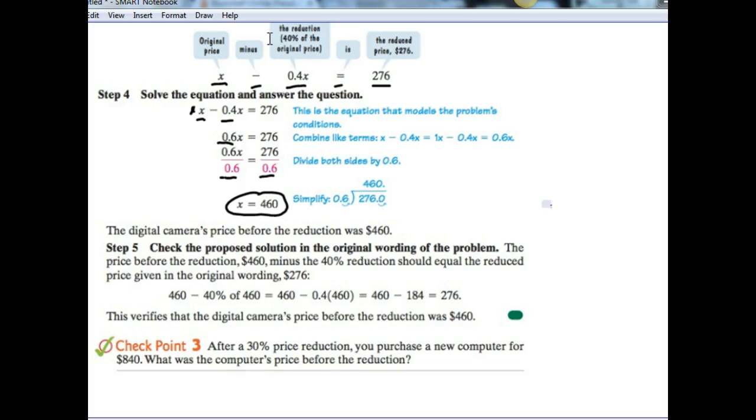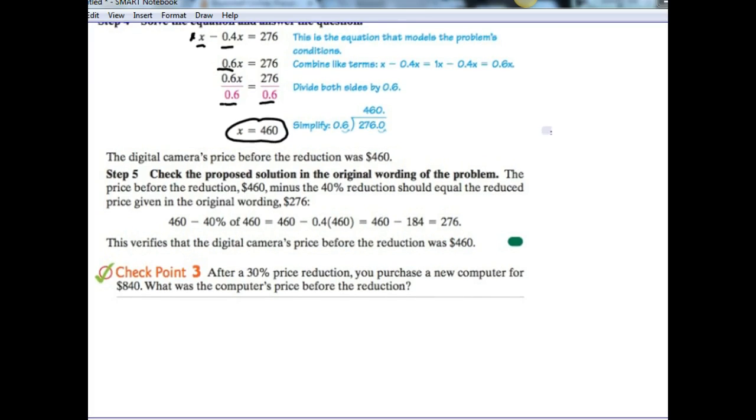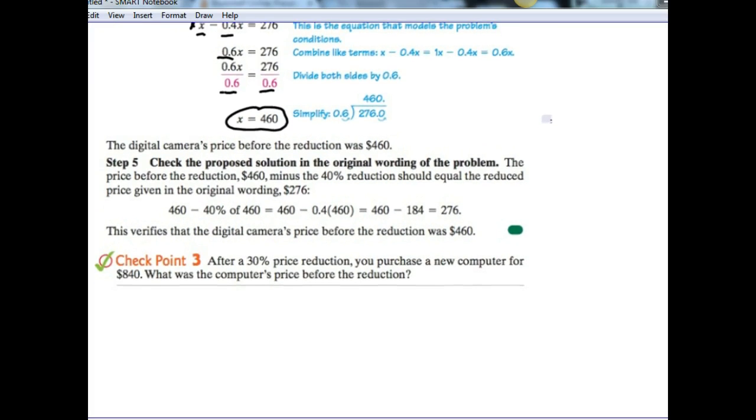Okay, so let's look at example 3 here, or checkpoint 3. It says after a 30% price reduction, you purchase a computer for $840. What was the computer's price before the reduction? So this is going to work much the same way. X is going to be the price of the computer.